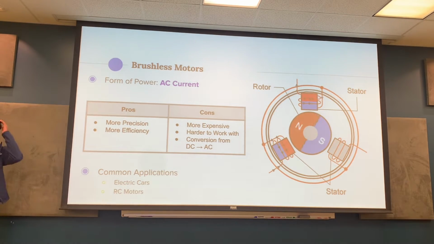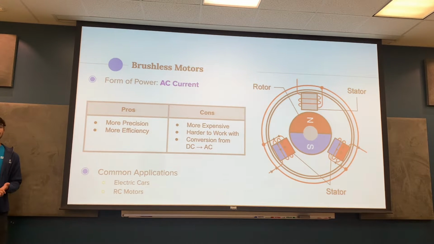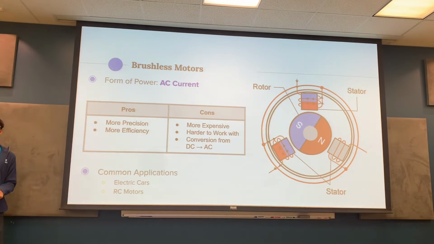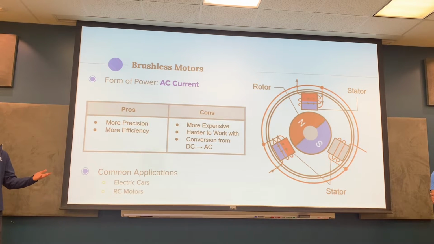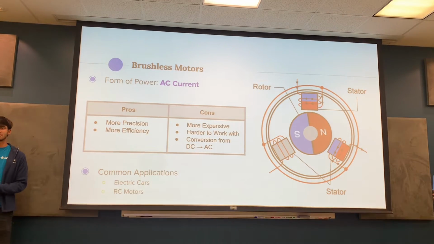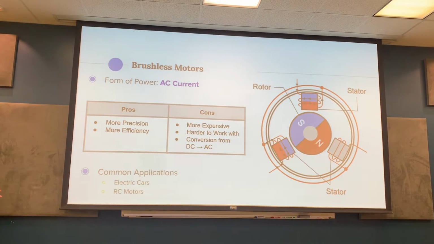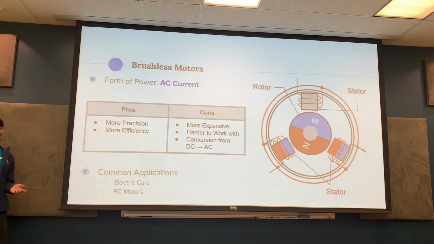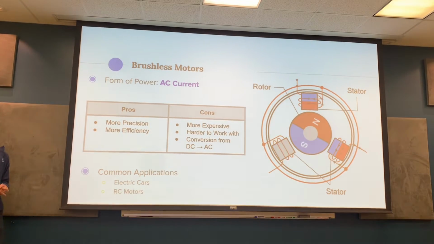The pros of brushless motors are that they are more precise and have greater efficiency, but they are expensive and much harder to work with because you have to do the conversion from DC to AC, since our batteries only provide direct current. So in order to run a brushless motor, which takes AC current, you have to do the conversion, which also takes space and thus weight. Common applications are in electric cars, all of which use them, and also in RC motors for RC planes and cars.